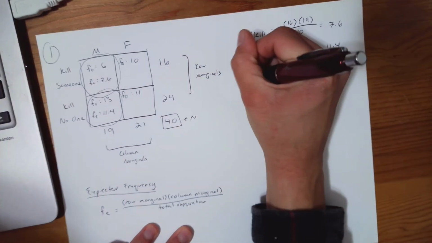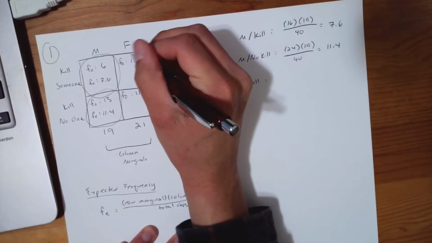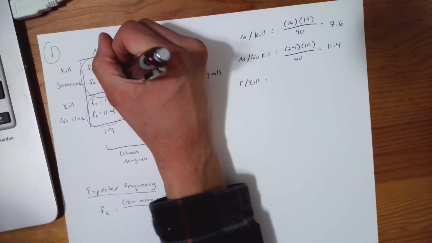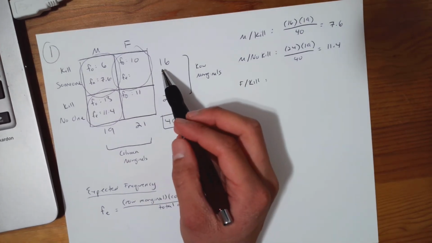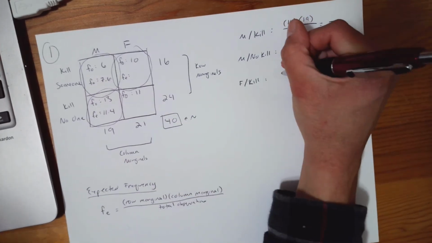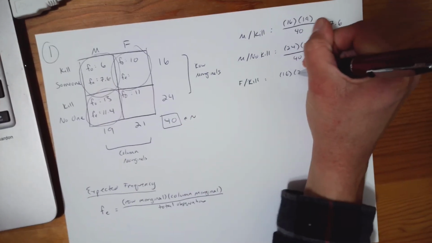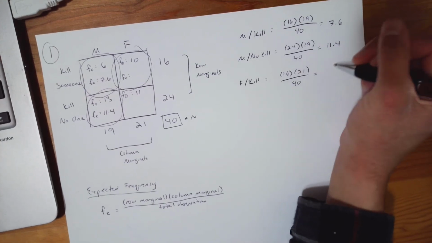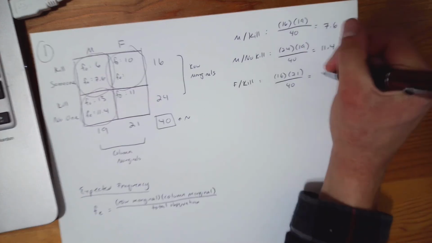So I'll go through the rest, starting with this female kill cell. Here we have 10 observed. We want to know what we would expect if there was no relationship between gender and willingness to kill. So here we're going to look at our column marginal, which is 16, our row marginal, which is 21, plug both of those things in, and then divide by our total, which is still 40. Once you do this, you should get a value of 8.4.